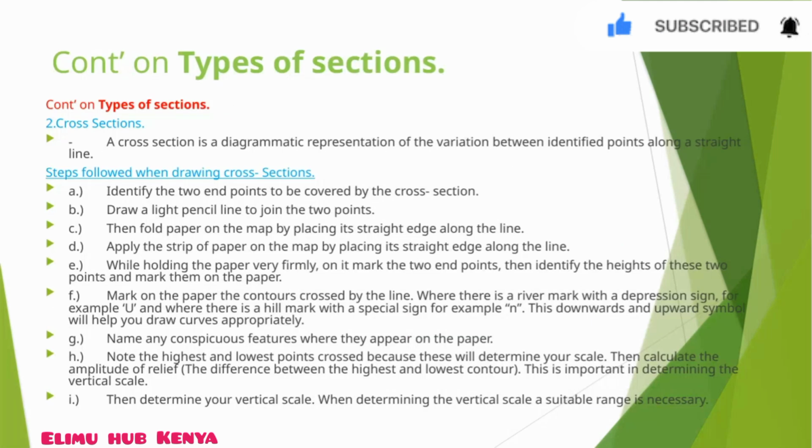Let's continue exploring types of sections, focusing now on cross-sections. A cross-section shows us how the land changes between 2 points along a straight line. To draw one, we start by identifying those two endpoints. Then, we lightly draw a line connecting them on the map. Next, we carefully fold a strip of paper along that line, marking the points and the heights at each end. We also note any contours the line crosses, using special symbols for features like rivers or hills. Naming key landmarks helps too. Finally, we find the highest and lowest points along the line to figure out the vertical scale. This is crucial for accurately showing the land's relief.